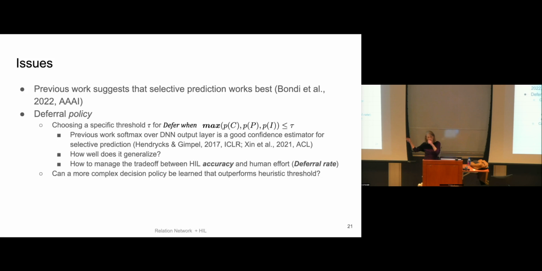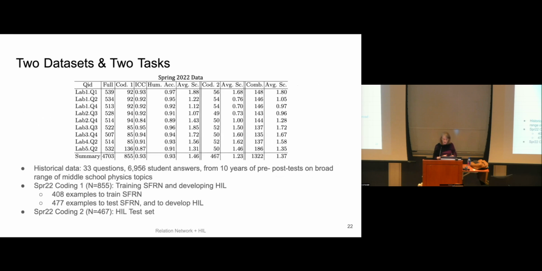Another thing about picking a heuristic threshold is that how do we manage what people using this would really be interested in, which is, I want a certain level of accuracy and I only want to work this hard. So how do I manage that trade-off? And with a fixed threshold, that's not that easy to do. Or even like you have a bunch of thresholds on the shelf. It's just not that easy to manage it. So we wondered, could a more complex decision policy be learned? And that's what we try to do.